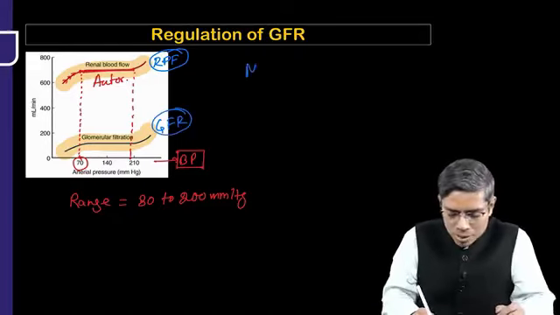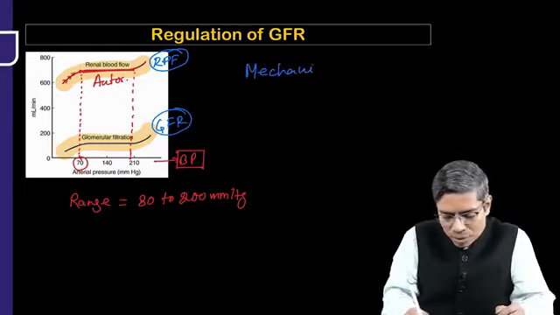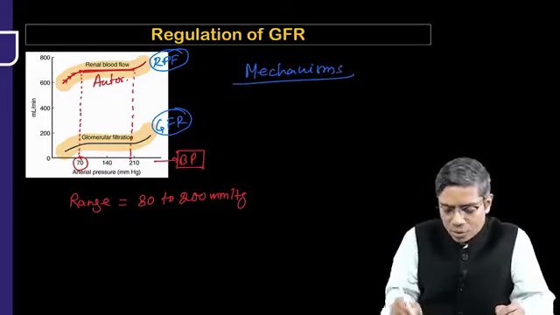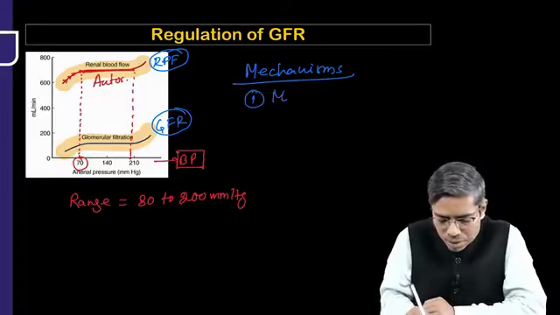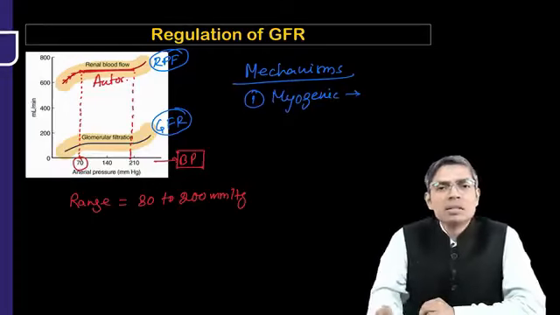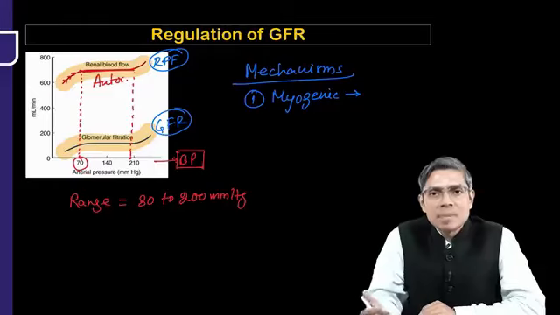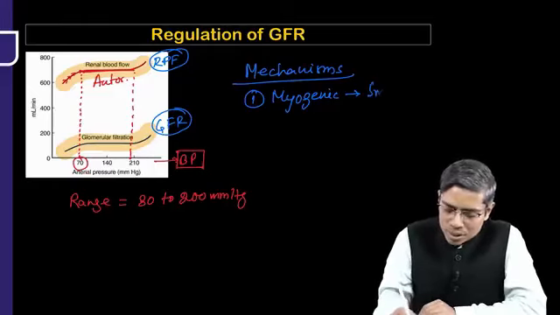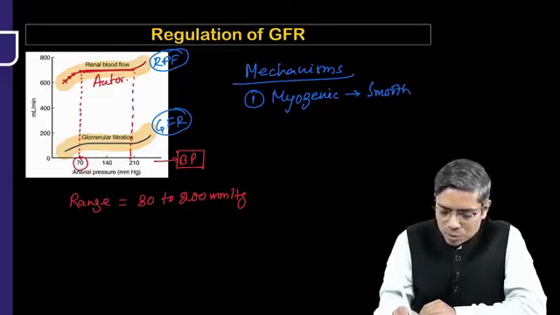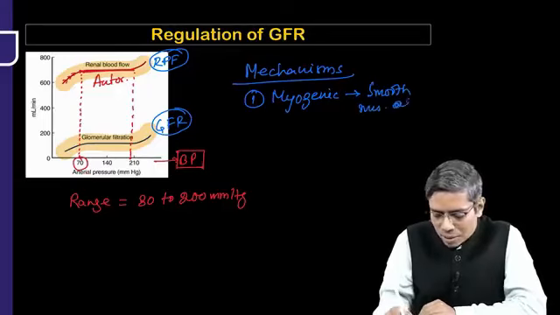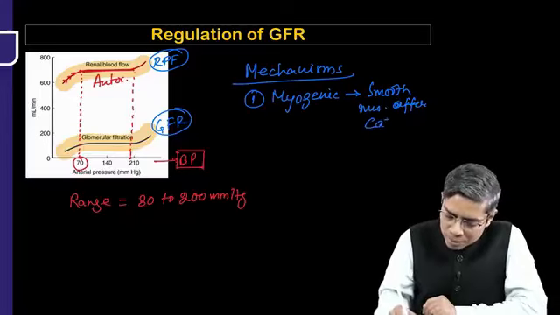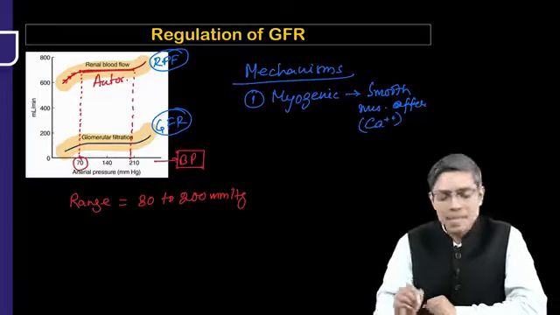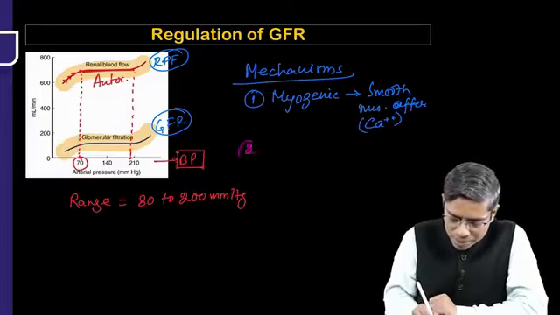Now the question is, what is the mechanism of this autoregulation in the kidney? There are different mechanisms in different organs. Number one mechanism is the myogenic mechanism. From the name we can understand that this is a mechanism mediated by muscles. Which muscles? The smooth muscles of the afferent arteriole are responsible for this kind of mechanism, and the mediator for this response is calcium, right?